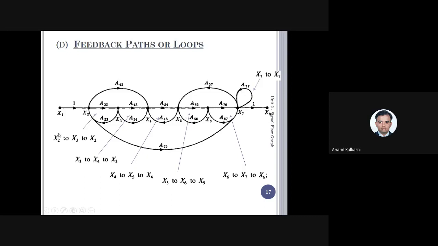What you do is you write L1, loop number 1, x2 to x3, x3 to x2. You write like this. This is the first loop. This is L1. This is L2. This is L3. This is L4, L5, L6. So these are the 6 loops that we have seen. This is not the end. We have still a few more. Have you noted down this?